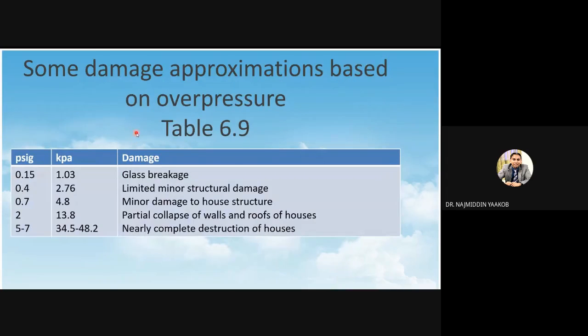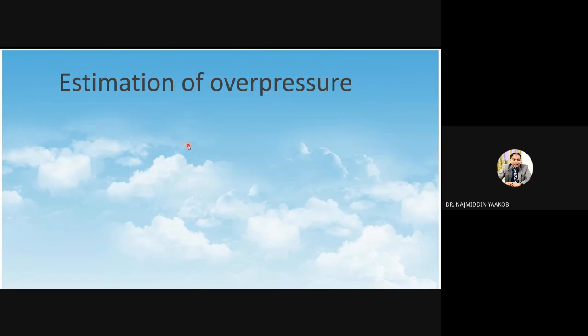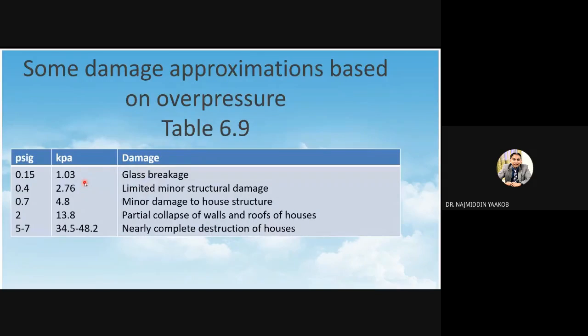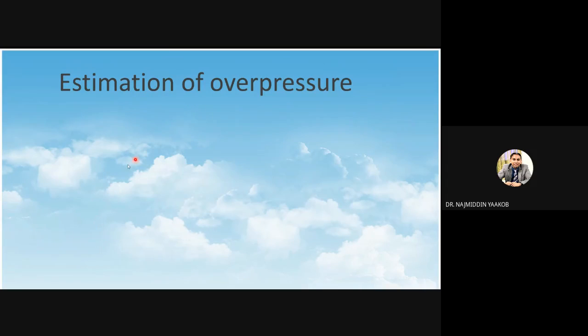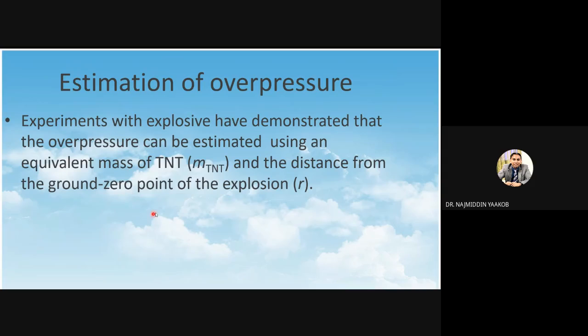Okay, these are some damage approximations based on the overpressure. It is in table 6.9. For example, if the overpressure is 1 kilopascal, what is the possible damage? It is glass breakage. If it is 2.76 kilopascal, it is limited minor structural damage. So how do we calculate this overpressure? We will go through the estimation of the overpressure.